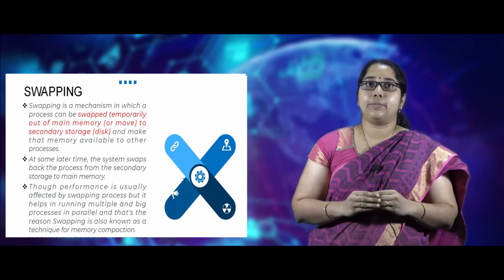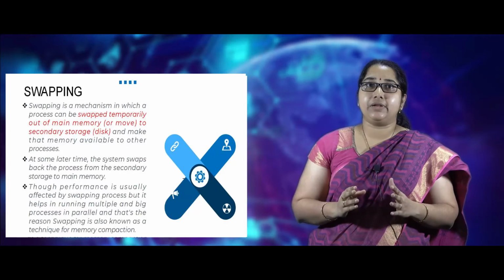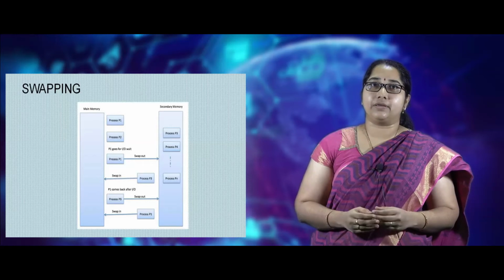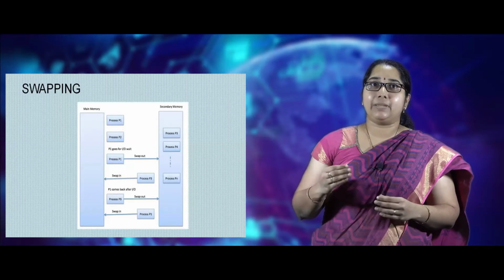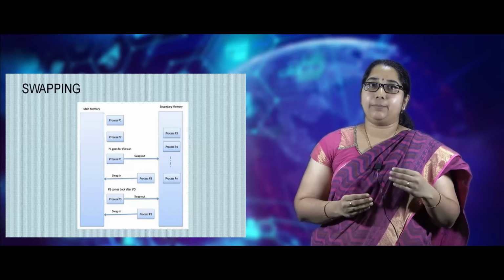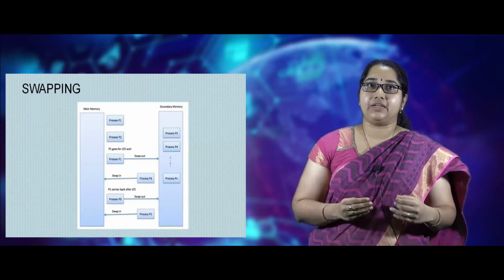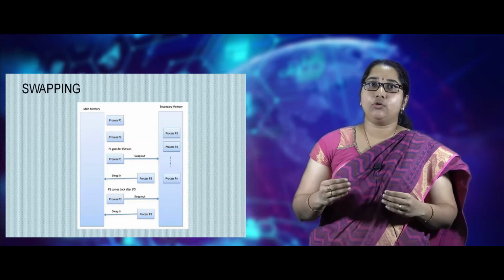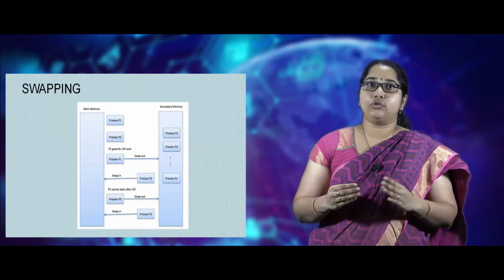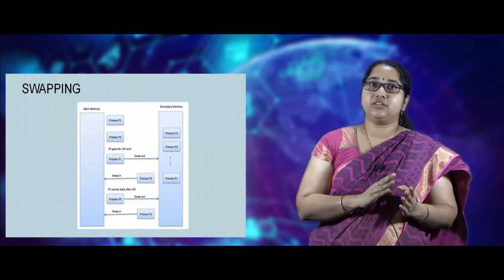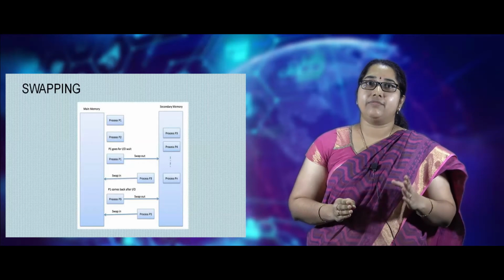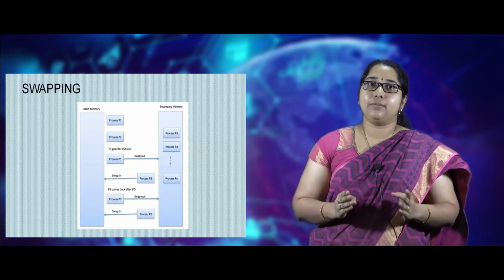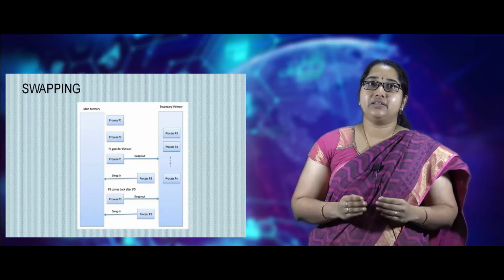Swapping is also very good for memory compaction as it helps multiple and big processes to run in parallel. Now let us see an example of swapping. Certain processes P1 and P2 are present in the main memory and P3 to Pn are present in the secondary memory. P1 and P2 are performing their execution. At a certain time, P2 requires an IO. So it is swapped out to the secondary memory and P3 is in turn swapped in to the main memory. After a certain time, when P2 gets its IO, it is swapped back in to the main memory and then P3 is swapped back to the secondary memory. This is called swapping.